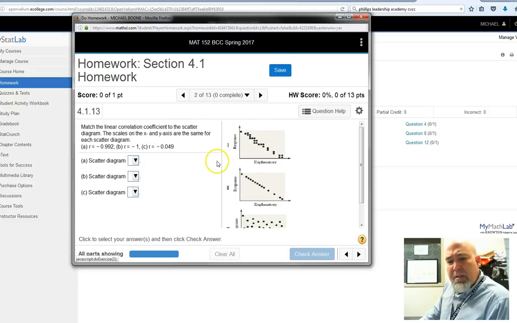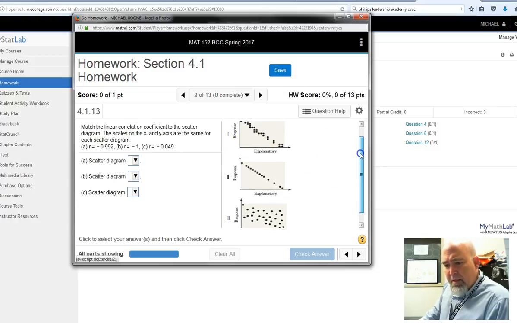Looking at this example in number 2, match the linear correlation coefficient to the scatter diagram. They've created some scatter plots. We can do that in StatCrunch pretty easily. Looking at these, if we're just getting a feel, they're all going down, so we have the negative. Which one looks about perfect, which one looks pretty good, and which one doesn't look as good. This one looks pretty linear, and so that would be my -1. It's going down, and all the data points look to be lined up.